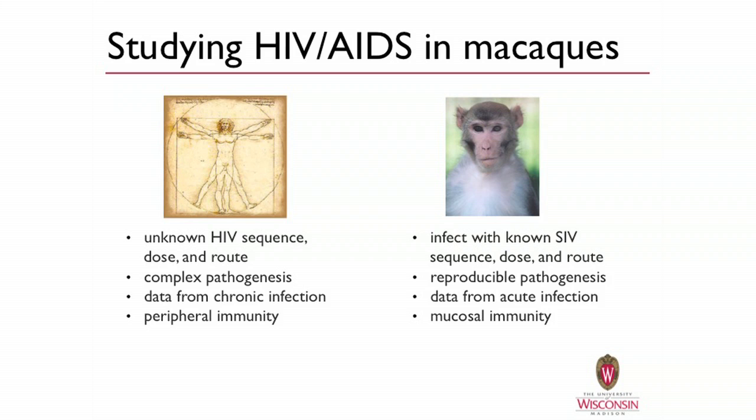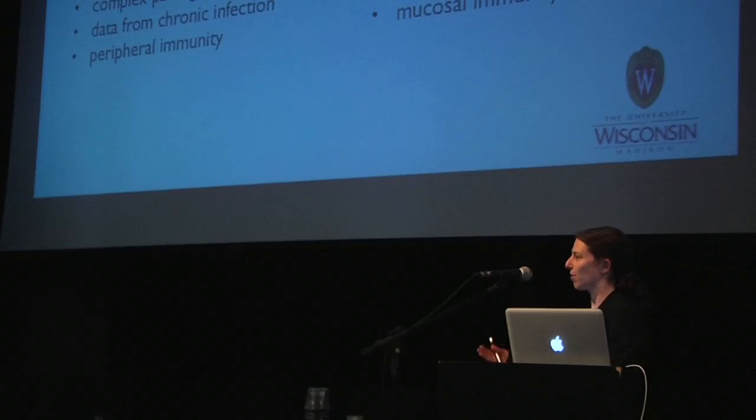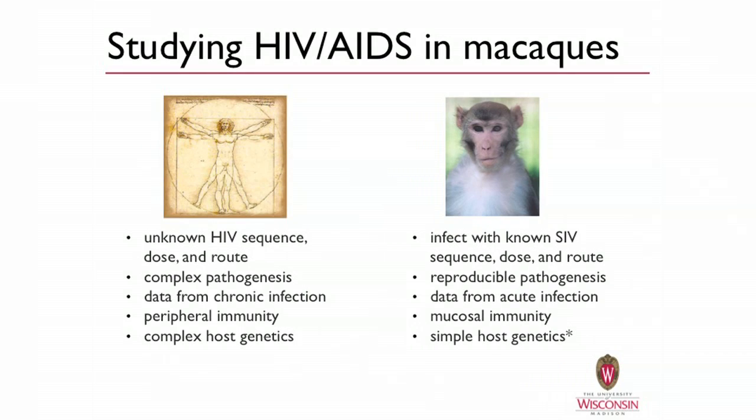With monkeys, we can infect with a known SIV sequence. We know the dose that we infect them with and the route of infection. Pathogenesis can be reproducible. We can get data from acute infection soon after we infect the animals. And we also have access to more mucosal tissues, although as Hendrik showed you, you can get samples from axillary lymph nodes from humans, so you can get some tissue samples. But the one thing that's clearly evident is that humans have very complex host genetics, and in monkeys we can simplify this somewhat, and I hope to share with you an exciting model for that today.